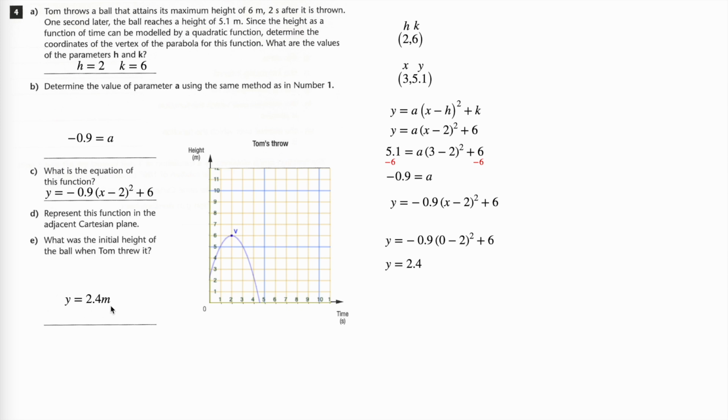And y is equal to 2.4 is our initial value. And that is it for question number 4. Have a good day.